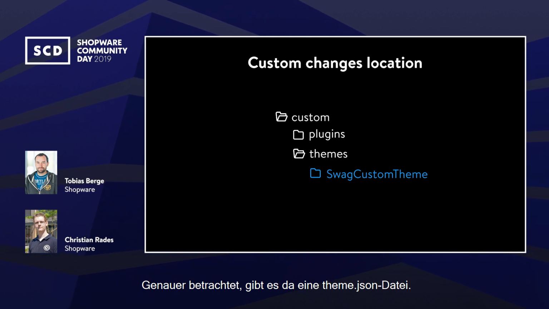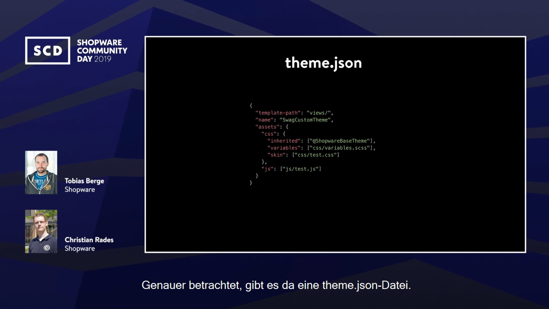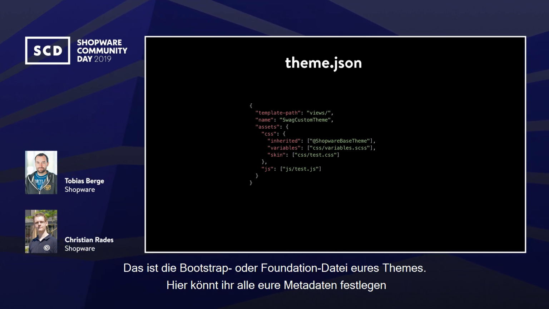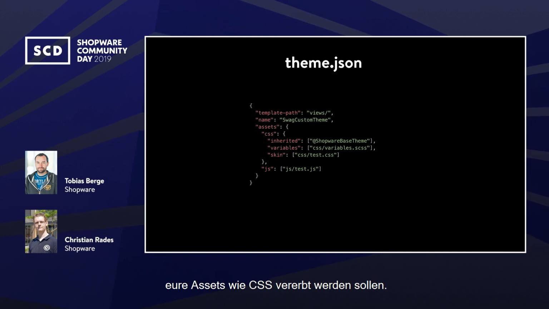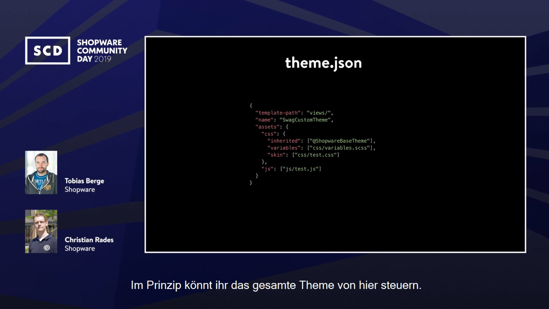And if we have a closer look, there will be a theme.json file, and this is basically the bootstrap or foundation file of your theme. You can set all your metadata right there and put your assets in, and you can also define from which plugin or theme your assets like CSS should be inherited from. And you can basically control the whole theme from there.